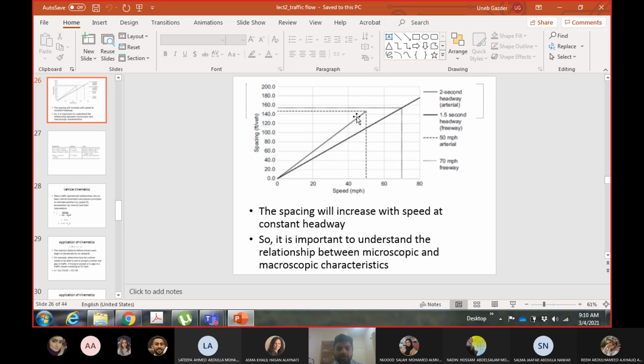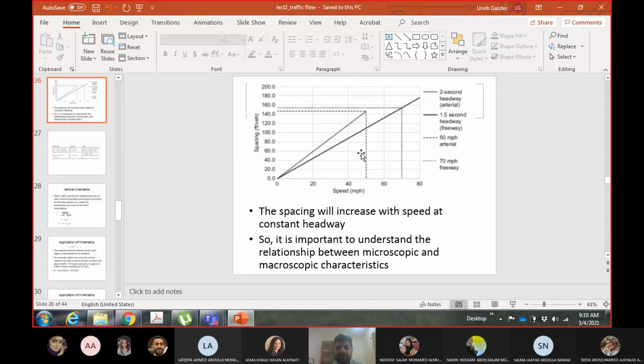The trend is, if the headway is constant, then spacing increases with the speed. If spacing is constant, then headway will decrease with the speed. At constant spacing, at more speed, you will have a lower headway. Between two lines, if I keep the speed and spacing the same, then the headway will be less.